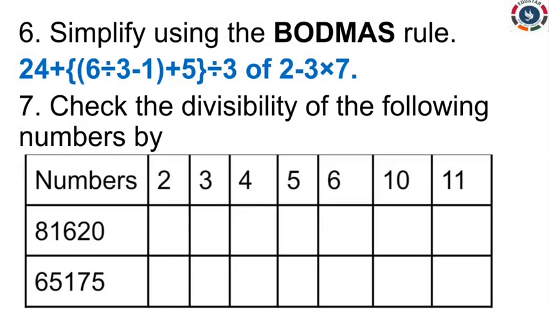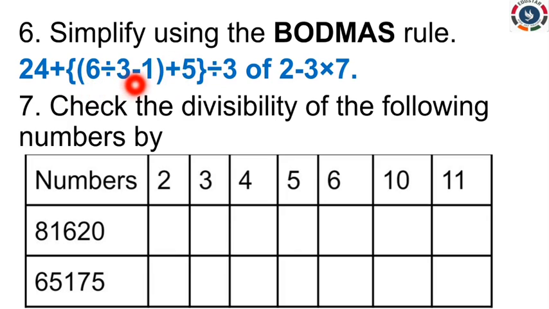Number 6, simplify using the BODMAS rule. 24 plus curly bracket, round bracket, 6 divided by 3 minus 1, round bracket plus 5 curly bracket, divided by 3 of 2 minus 3 into 7. See here, in BODMAS rules, we want to give the first preference to bracket. What we are having are only round bracket and curly bracket. Among those two, which bracket gets first preference? Round bracket. So we want to give the first preference to round bracket.